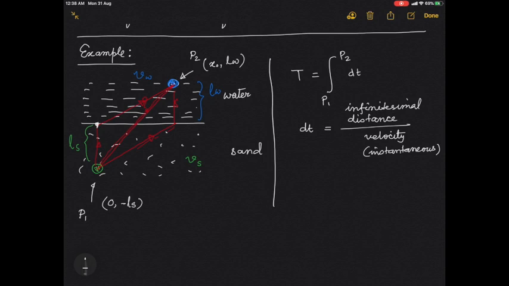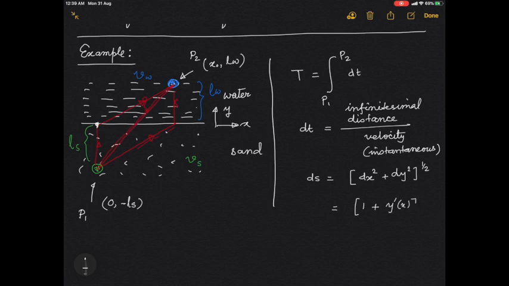Well, here I can call this the x-axis, and that's why I have written x0 over there. Call this the y-axis. If it is so, then I can write the instantaneous distance ds as the square root of dx squared plus dy squared, and I can take dx outside, and this just becomes the square root of 1 plus y prime, a function of x, squared, times dx.